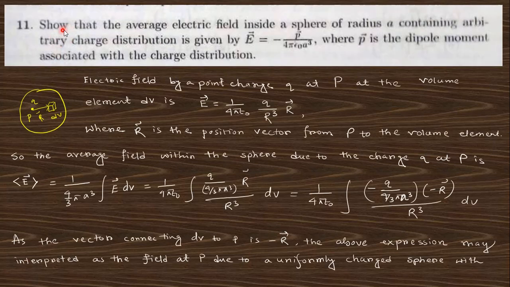Question number 11 says, show that the average electric field inside a sphere of radius a containing an arbitrary charge distribution is given by this. For a spherical sphere of radius a, the average field will be like that. This was already solved in this book, Electricity and Magnetism by Vasudev Ghosh. You can see there is a point charge q. For that, the electric field here will be proportional to q by r square.